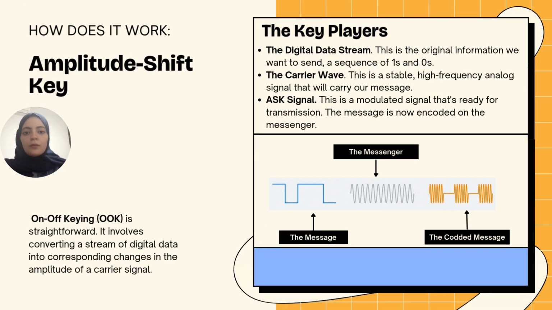The main properties in the process: the digital data stream takes that information and sends it to the carrier wave as ones and zeros. That carrier wave takes the message to the ASK signals and encodes it as a message.